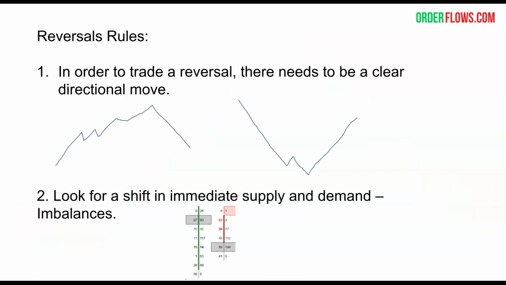Now, let's start moving into reversals, right? Simple rules. In order to trade a reversal, there needs to be a clear directional move. Sometimes people start looking for reversals when the market hasn't really rallied or sold off. In my opinion, you need a clear directional move, right? And you need to have hit a swing high or a swing low and the market to start turning, right? The market to start trading down off that high or start rallying up off that low.